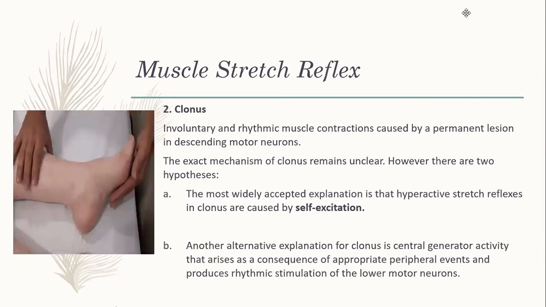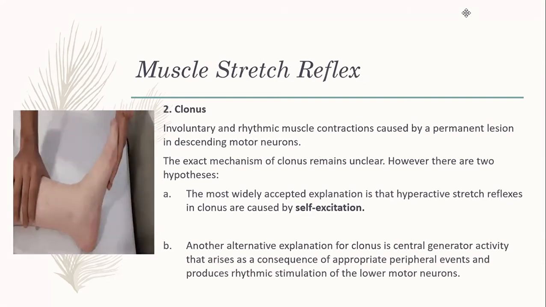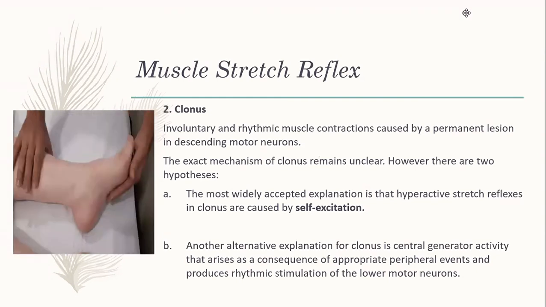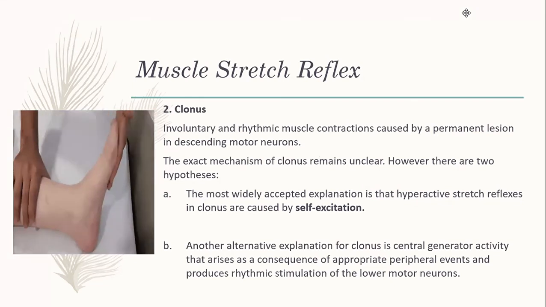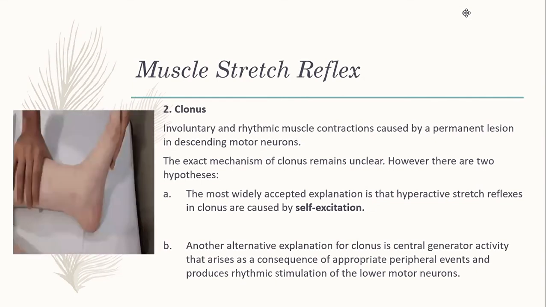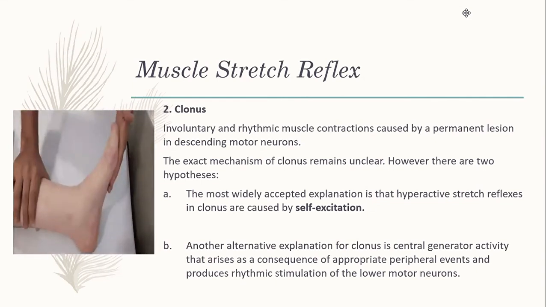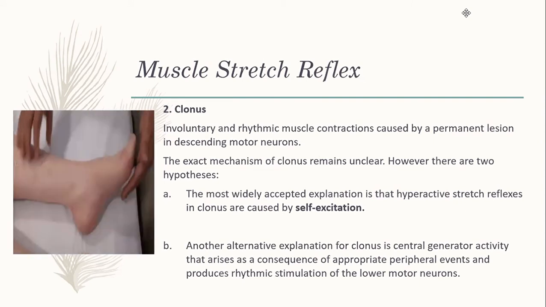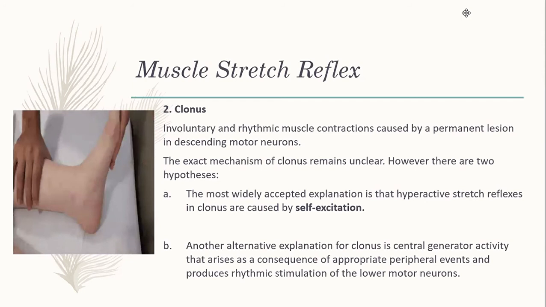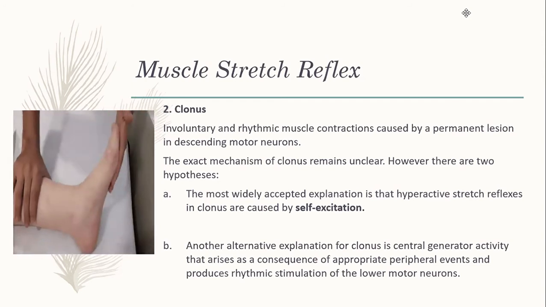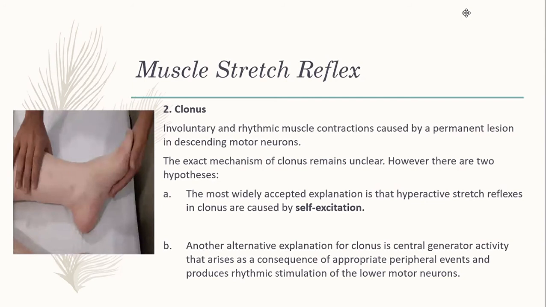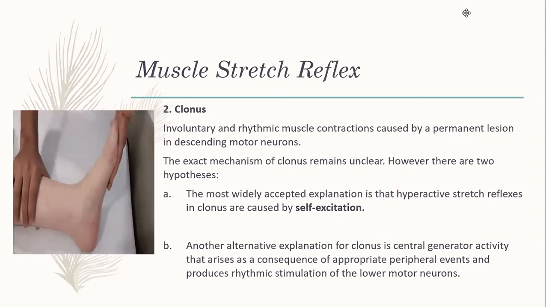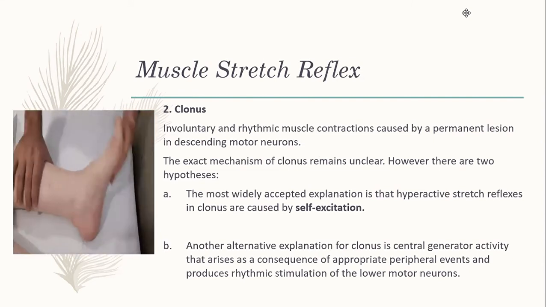So you try to stimulate the leg by flexing it. And then it will eventually cause, you have stretched the muscle, the gastrocnemius muscle, and then since you have stretched the gastrocnemius, it will evoke oscillatory contraction of the ankle. So that's clonus, no? It's because of either self-excitation or another explanation, there is central generator activity that arises as a consequence of appropriate peripheral events and produces rhythmic stimulation of the lower motor neurons.